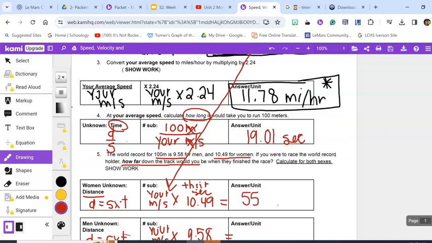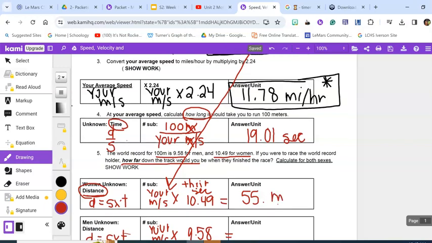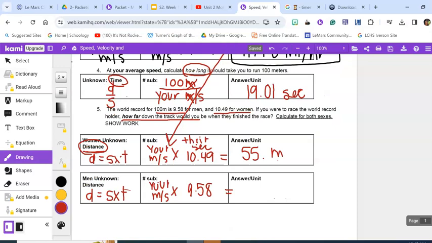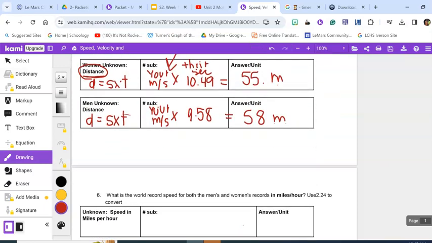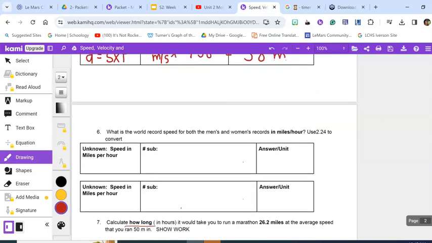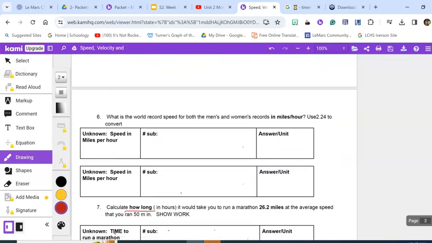So at that speed, remember the unknown is the distance. So how far would Nevaeh travel? About 55 meters. How far would you travel at the men's time, Nevaeh? About 58 meters. Okay. I'm letting you finish that up so you can write your answers in. I'm going to give you about 15 more seconds.